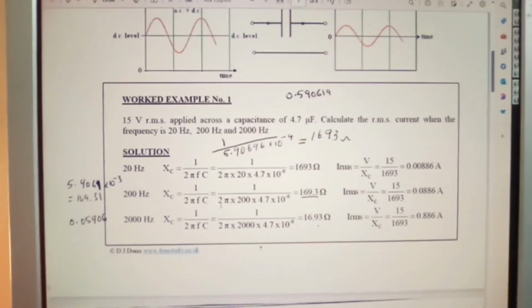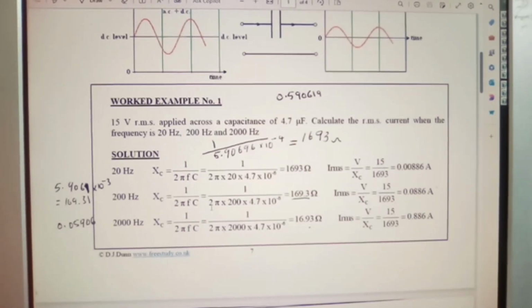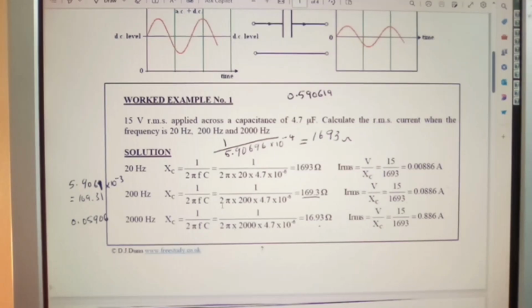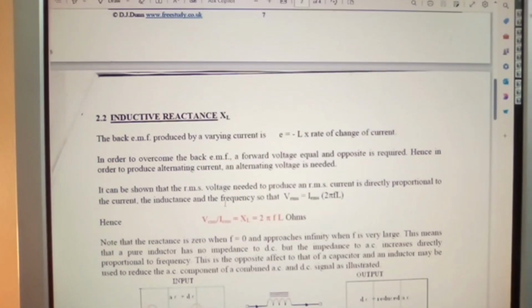Now again, this is brilliant work by a guy called DJ Dunn, okay? And I've used quite a few of his materials. I find them quite useful.